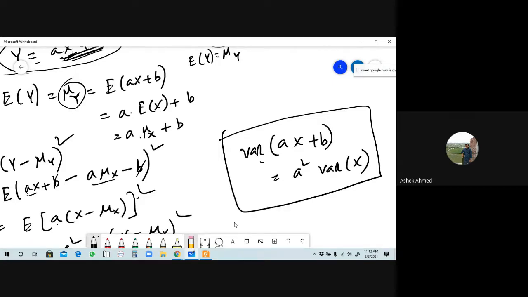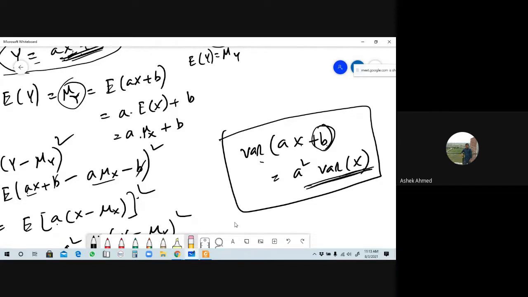From here tell me, which term is omitted here? b is cancelled. Okay, we have to remember that in the case of variance, the variable-free term, the constant term, will be removed here, but the coefficient of the variable will be in square form.